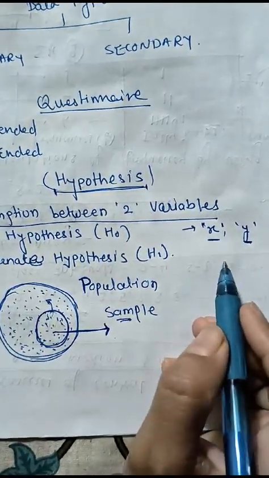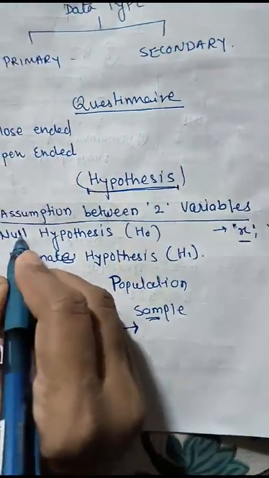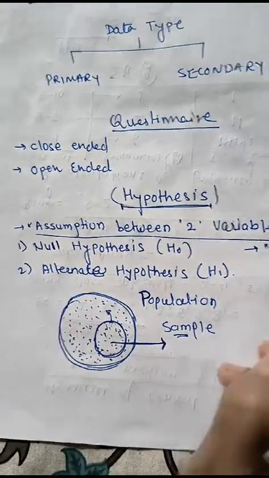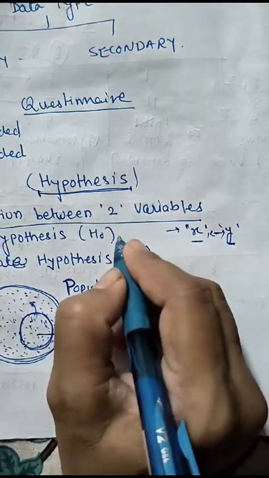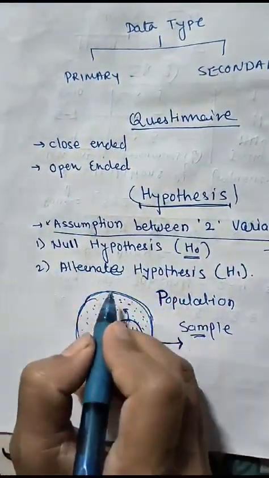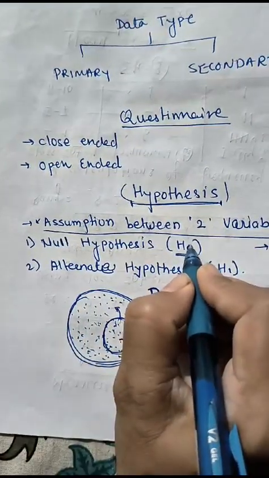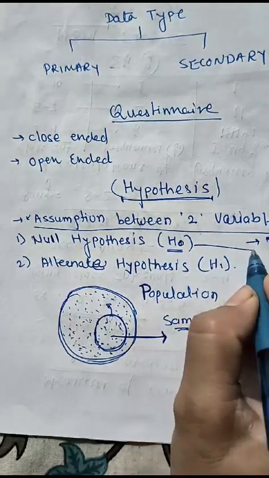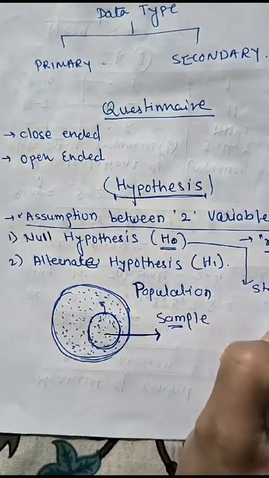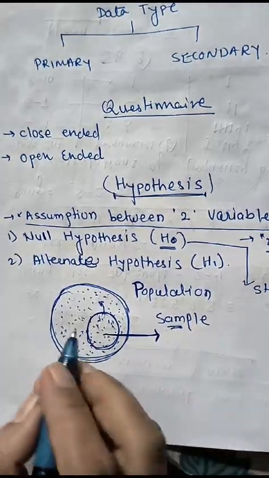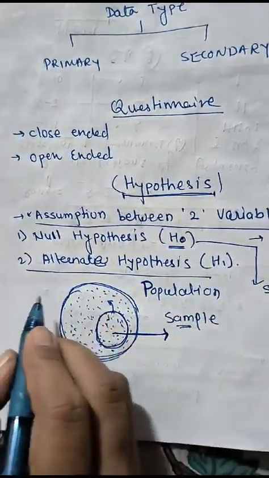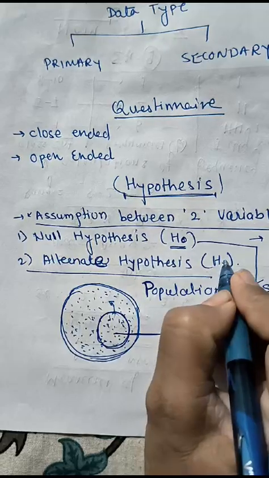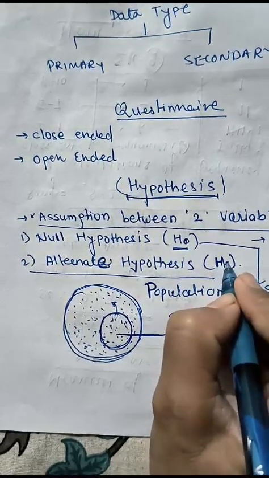So if x and y are the two variables, and if the researcher assumes that there is no significant relationship between these two variables, that is x and y, then that assumption will be treated as a null hypothesis, okay, and that will be denoted as H0. If the null hypothesis gets rejected after statistical analysis, then the researcher has to frame the other hypothesis, that will be called H1, that is the alternate hypothesis.